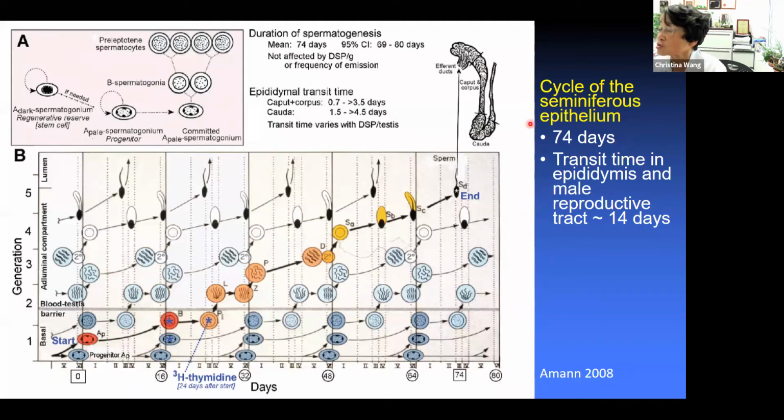In addition, the sperm has to go through the epididymis before it's ejaculated. So for anything that affects spermatogenesis, it would take approximately 74 plus 14 days, roughly 90 days, 3 months, before you can see the effect of the medication on the sperm. This is important to note for some of you that are going into our group, as we are going to talk about male contraception.